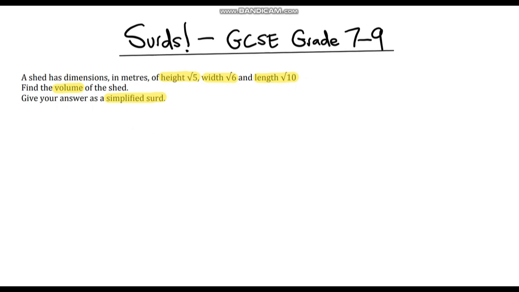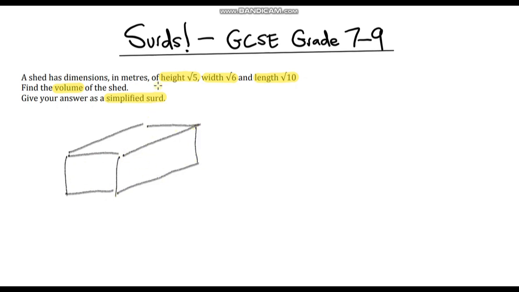So whenever we're asked questions on measurements, I always like to draw out a sketch. So let's do a sketch of a cuboid representing the shed. This is obviously not going to be the best drawing in the world, but hopefully you get the idea. So this is my shed. The height is √5. The width is √6 and the length is √10, and we need to calculate the volume.